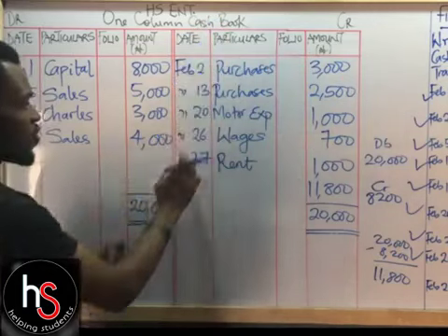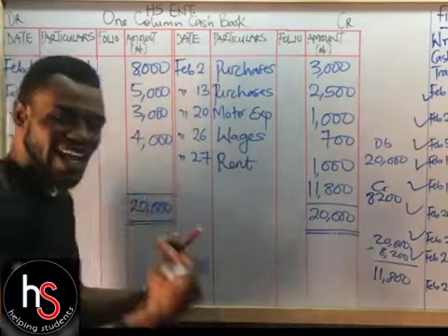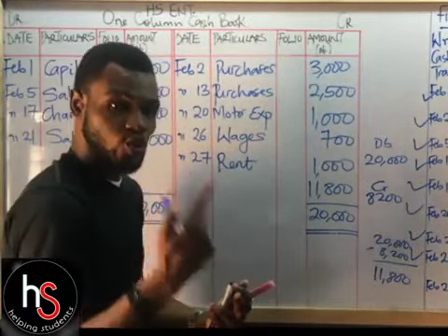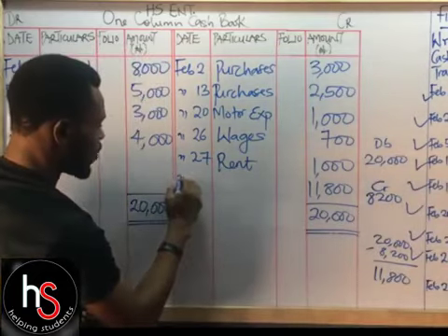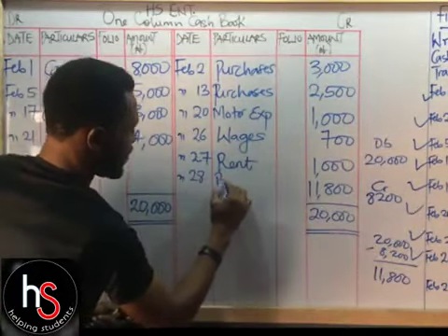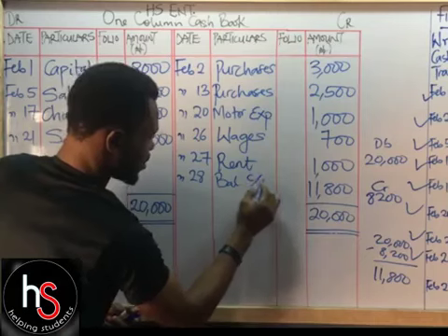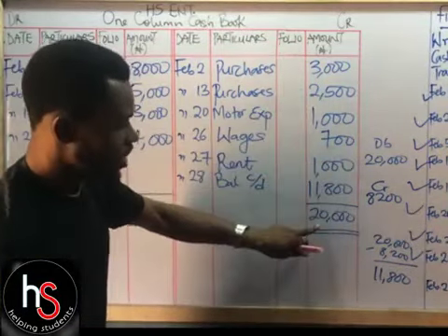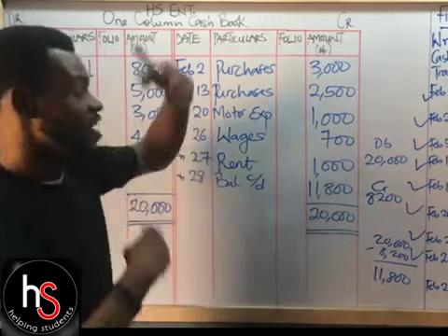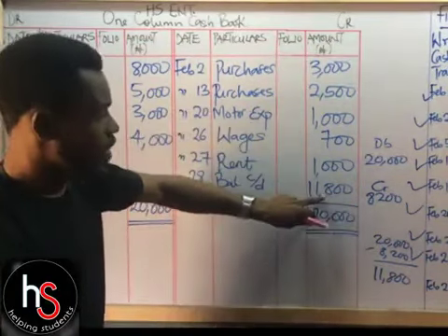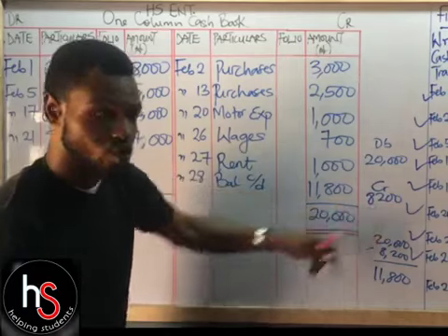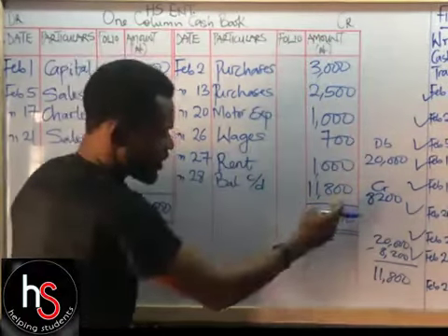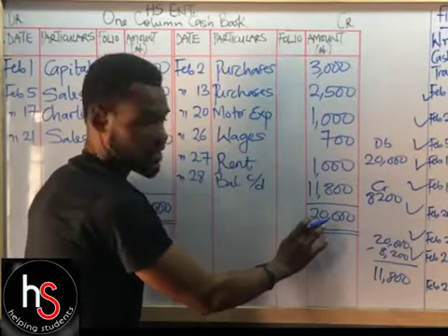Then, since we're solving for the date of February, the last date in February is what? 28, right? So we have February 28, balance carried down. By the time you total all this now, you get 20,000. Remember at the initial stage, there was no 11,800. We had a total of 8,200. So by the time we've done what we did now, it is now balanced to 20,000.